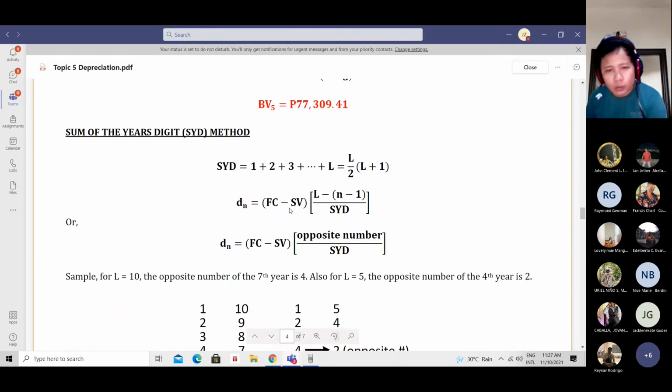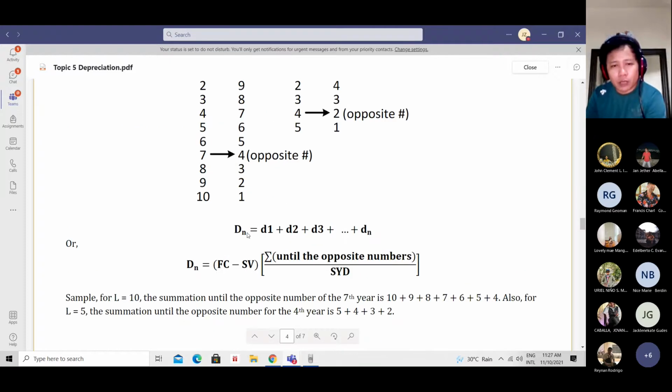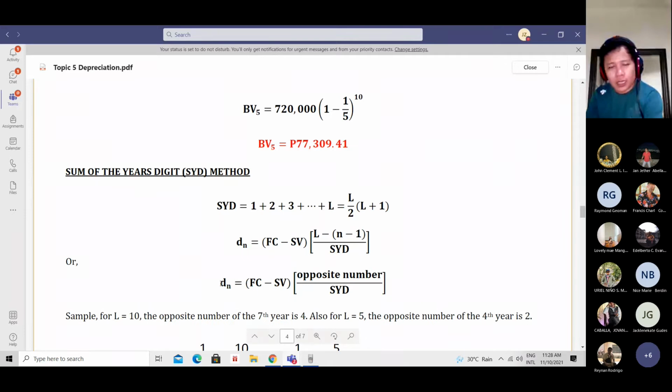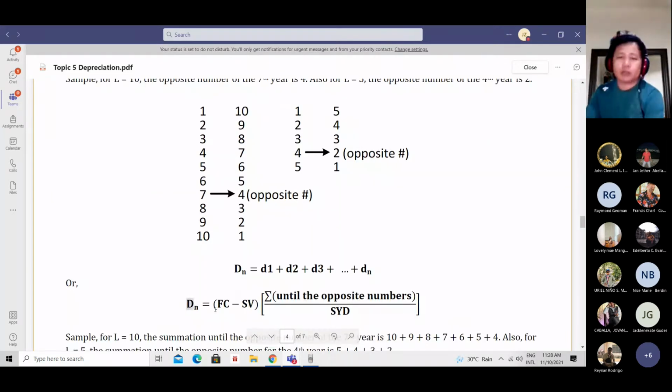So if you want to solve for the total depreciation, you have to add it one by one. For example, the total depreciation until the nth year would be D1 plus D2 plus D3 until the end. In short, you have to solve for D1, D2, D3, until DN. Okay, you have to solve one by one. But again, there is a shortcut. Just as there is a shortcut for the annual depreciation, there is a shortcut for the total depreciation. As you can see, these are all D1, D2, D3: annual depreciation on the 3rd year, annual depreciation on the 2nd year.